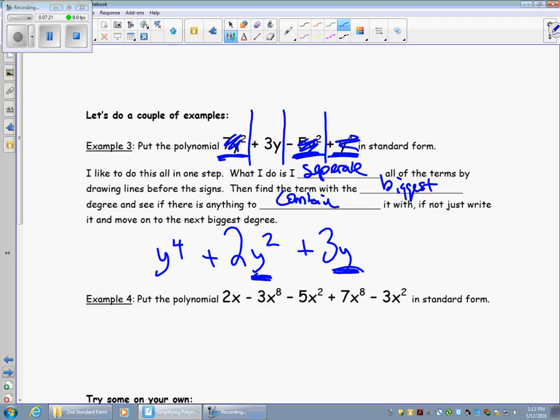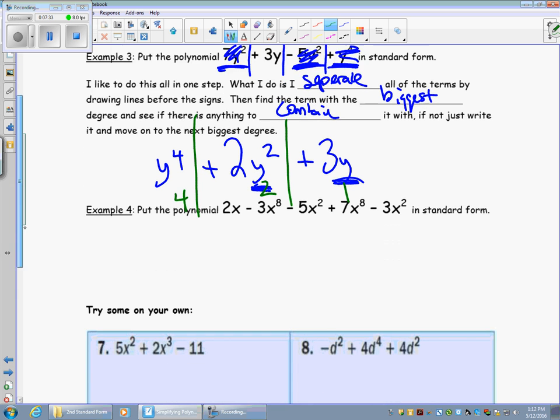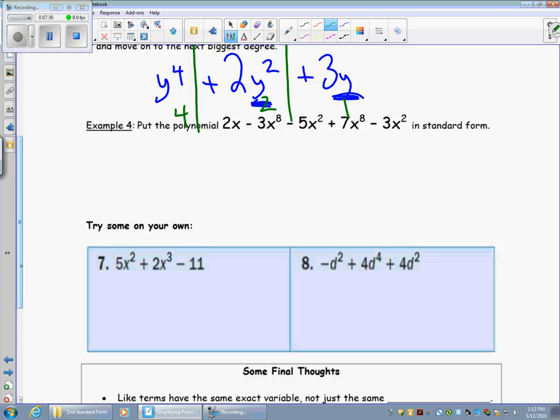And if I want to check for degree, I could draw my lines down to separate. That one has a degree of 4, that one has 2, and that one has 1. Is it really decreasing from left to right? Obviously it is. All right, so let's do one more example. I'll have you guys do a couple on your own here. So put the polynomial in standard form. I'm going to draw my lines down to separate.